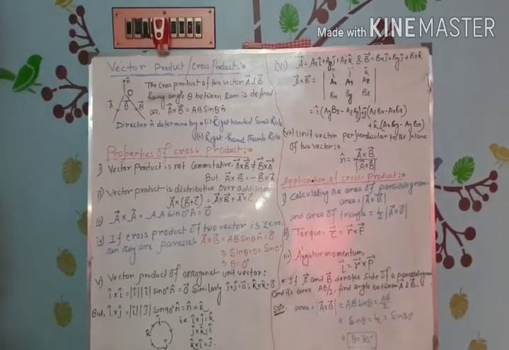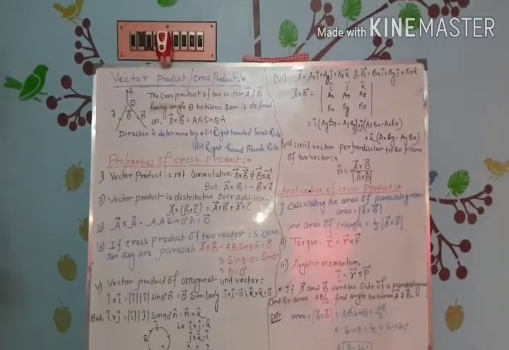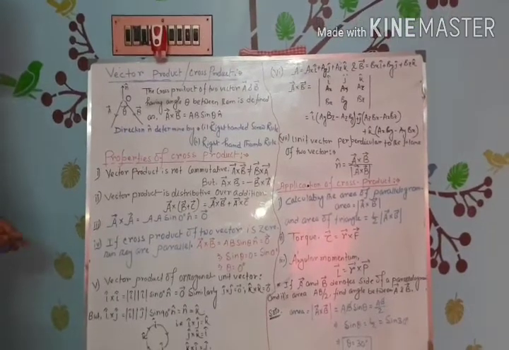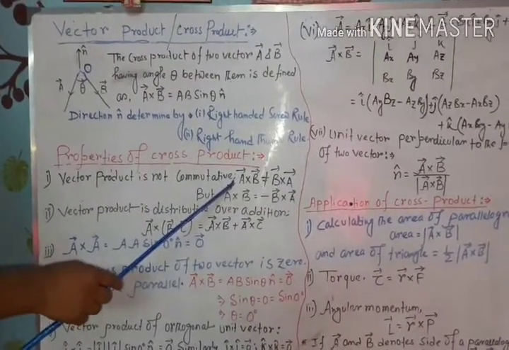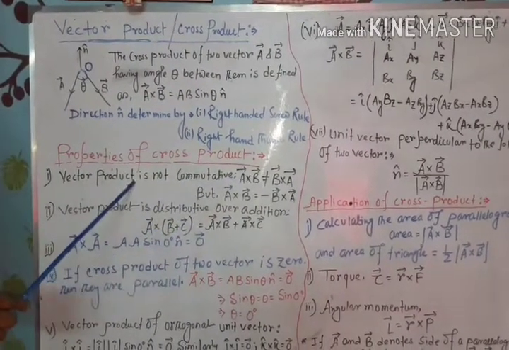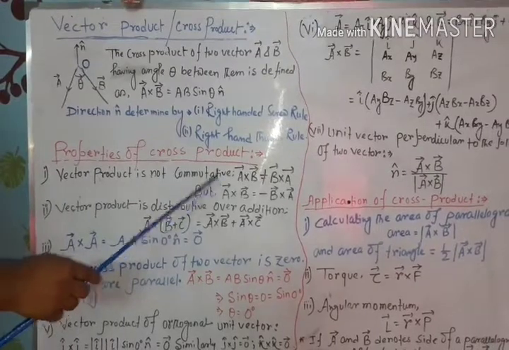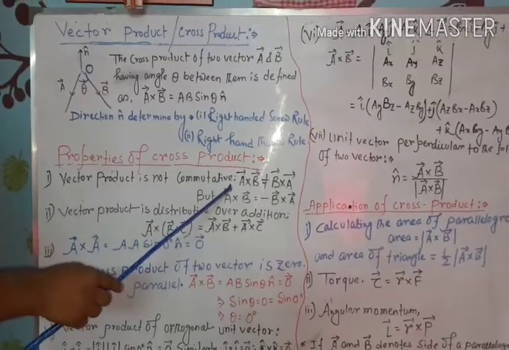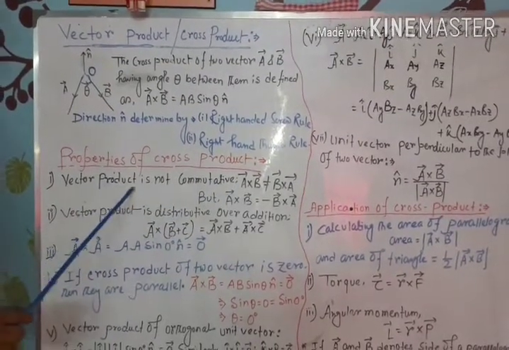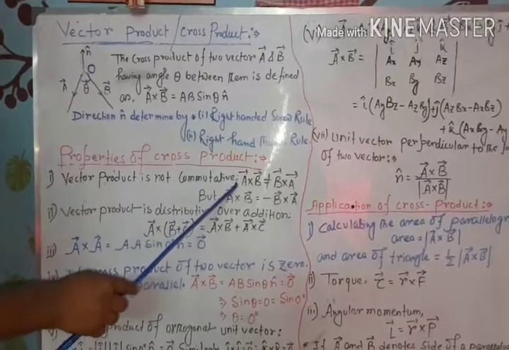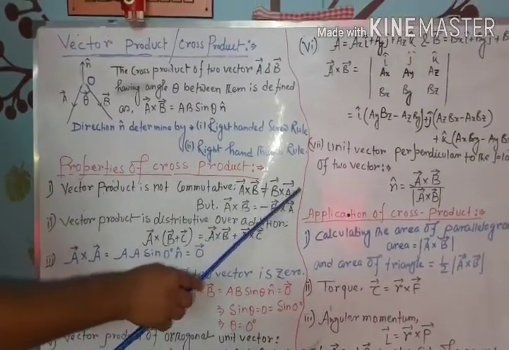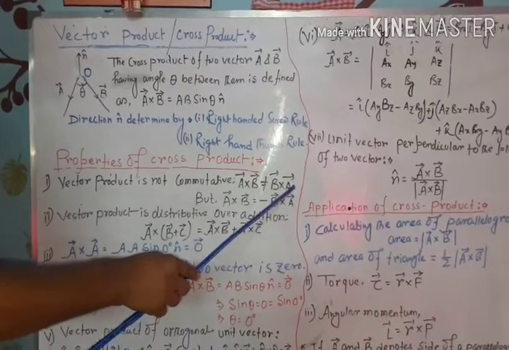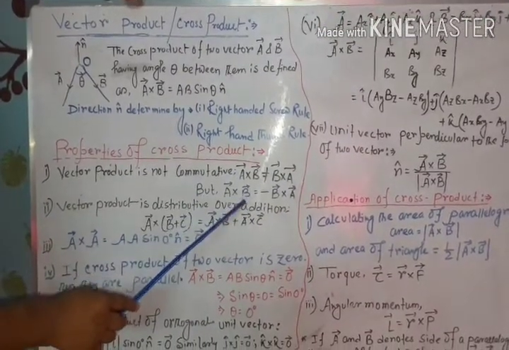Now we have to know some properties of the cross product. Number one, cross product or vector product is not commutative. But in case of dot product, we see that the dot product is commutative. But remember, the cross product or vector product is not commutative. Means A vector cross B vector is not equal to B vector cross A vector. But cross product is anti-commutative.